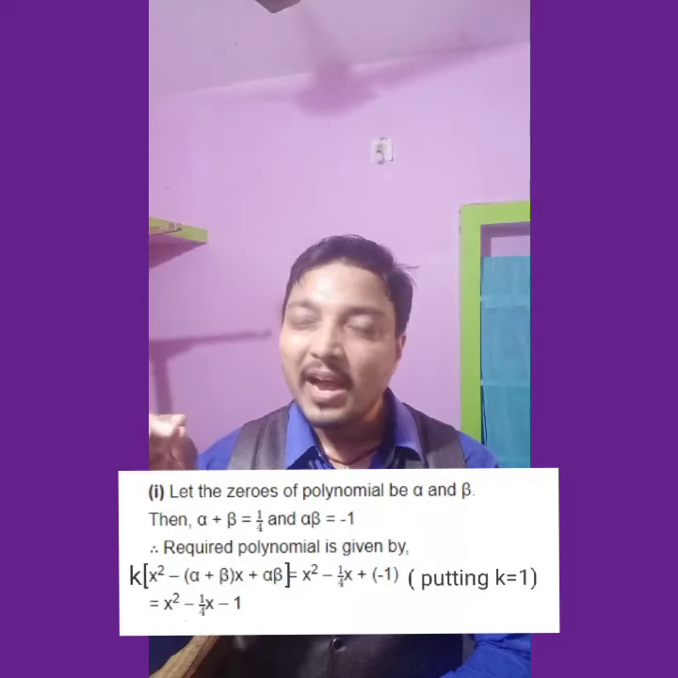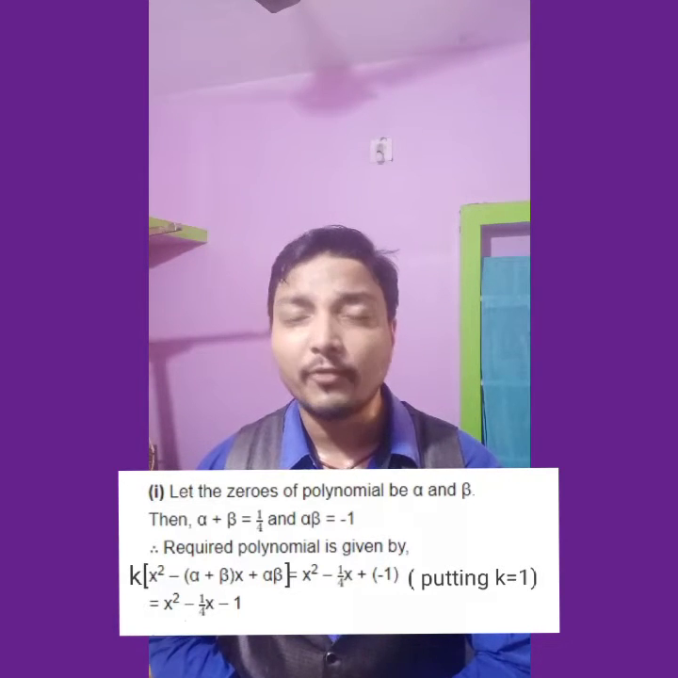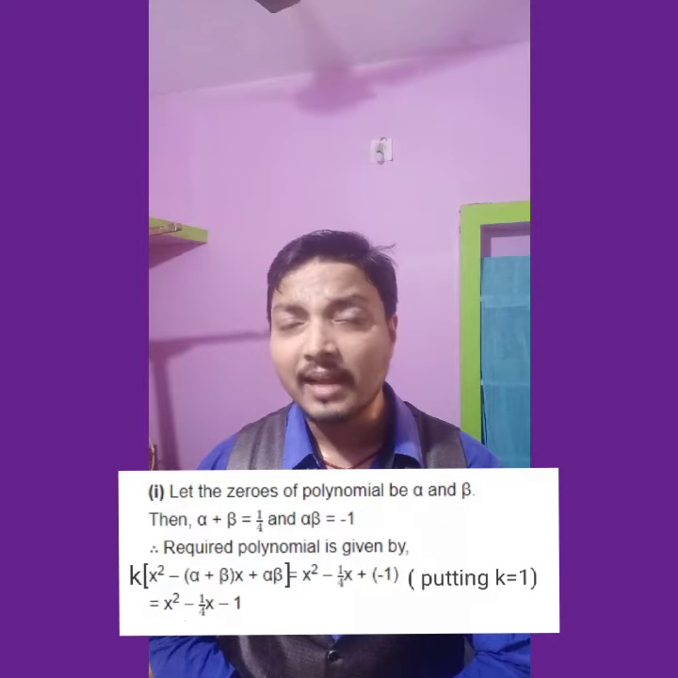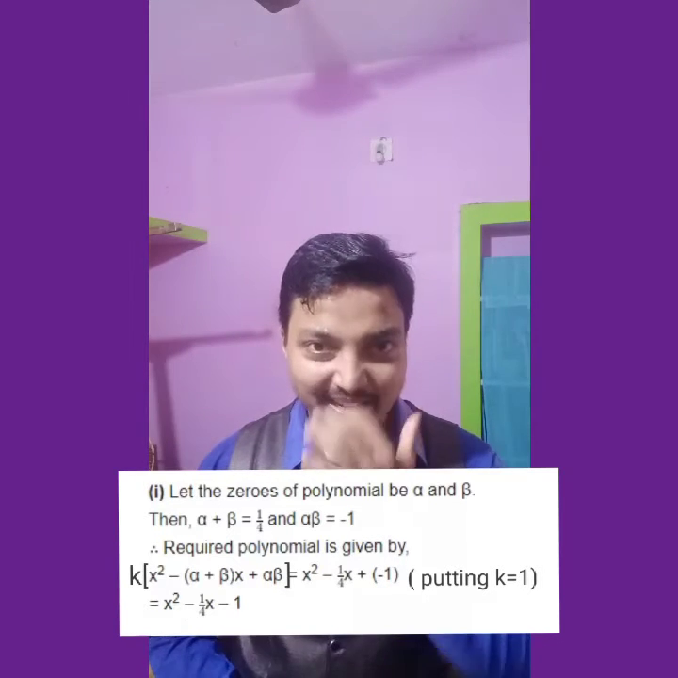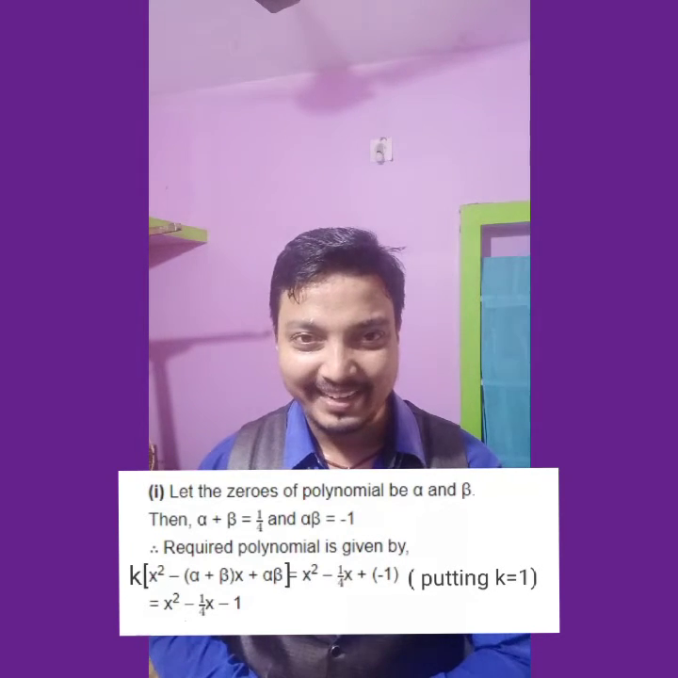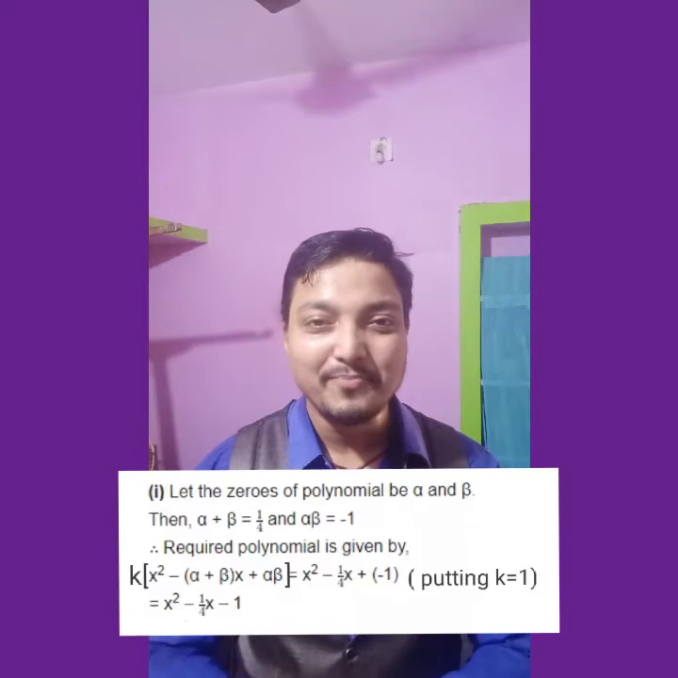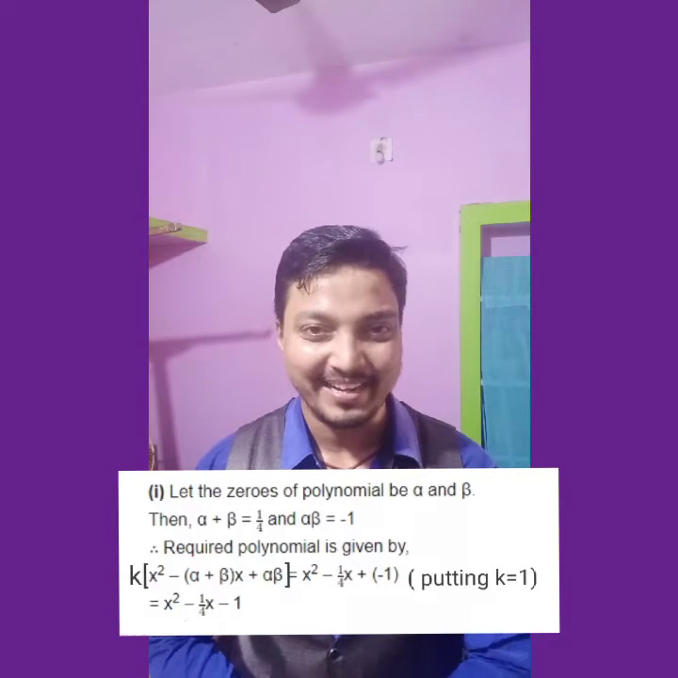Okay, so first I am choosing k as 1. For k is 1, the polynomial I will obtain is x square minus alpha plus beta, meaning minus 1 by 4 x minus 1. Okay, now you are getting a different polynomial. Suppose you want to get the same polynomial, in place of the constant, if you put 4, then you can find the same polynomial.